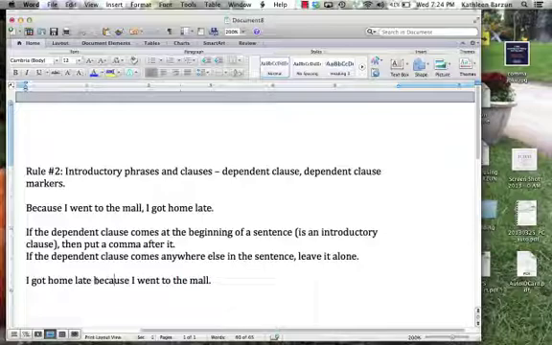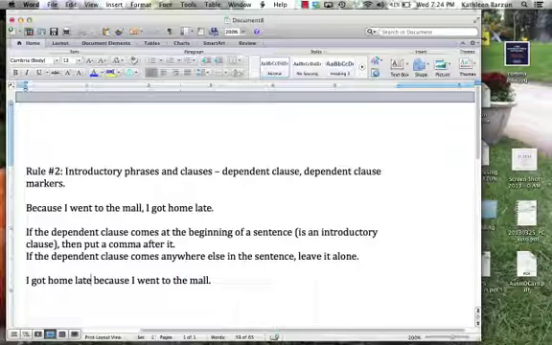If this is a dependent clause, and the word because is a dependent clause marker, and you know that if the dependent clause comes anywhere else in the sentence, you don't use a comma, well then there's never going to be a time where you're going to do that. We often make the mistake of putting a comma there since the word because often creates sort of a dramatic pause. And so since we have that pause, I got home late because I went to the mall, in your head, you're sort of like, oh, I better put a comma there.